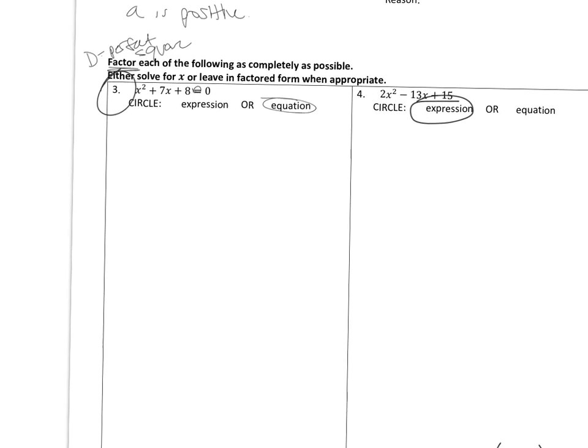It's an equation. Okay? Before we jump into number 3, take a look at number 4. 2x squared minus 13x plus 15. There's no equal sign, so it's an expression. What that means is there are no solutions. So my final answer is going to be one factor multiplied by another factor. And remember that a quadratic is made up of two linear factors multiplied by each other. So these should be two linears multiplied by each other. So now let's take a look at 3.